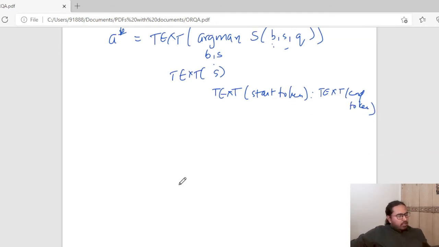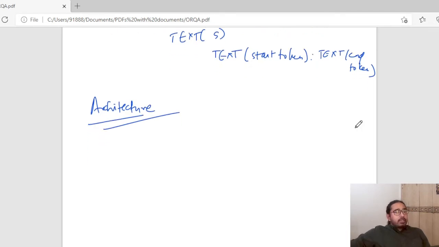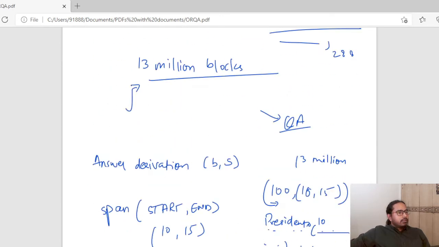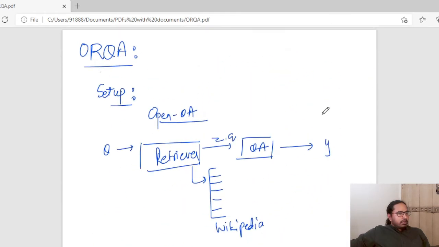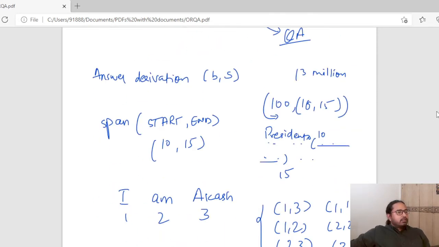So that brings us to the end of the task setup. You might be thinking, if the setup is so big, what about the architecture? So let's dive right into the architecture of the task. As we discussed earlier, in the general architecture of the task, there are two major blocks present in the model. One is the retriever and one is the QA model.